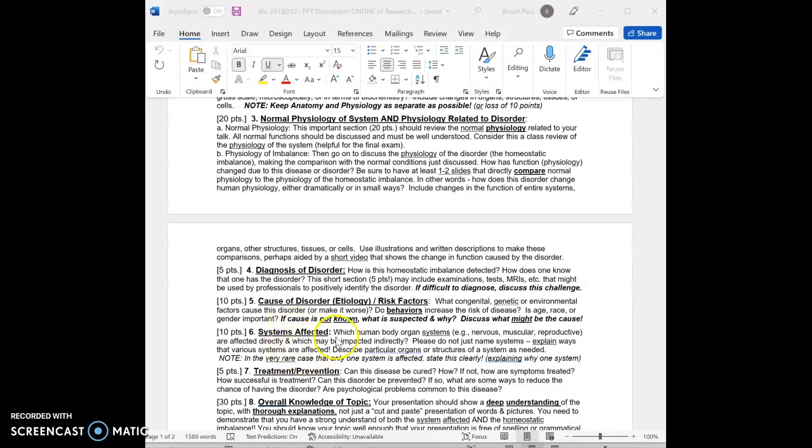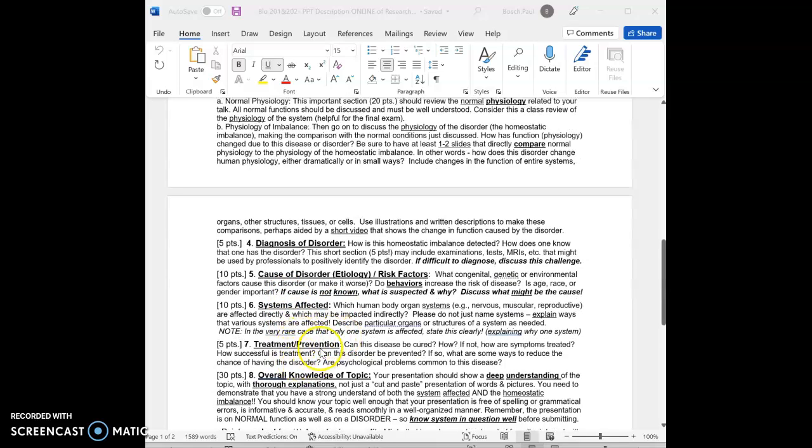description here. Treatment and prevention, that's another gimme. If you told me the disease right now, I could Google that, and in a minute I would have something about treatment, something about prevention. A lot of the hospitals have this kind of stuff.